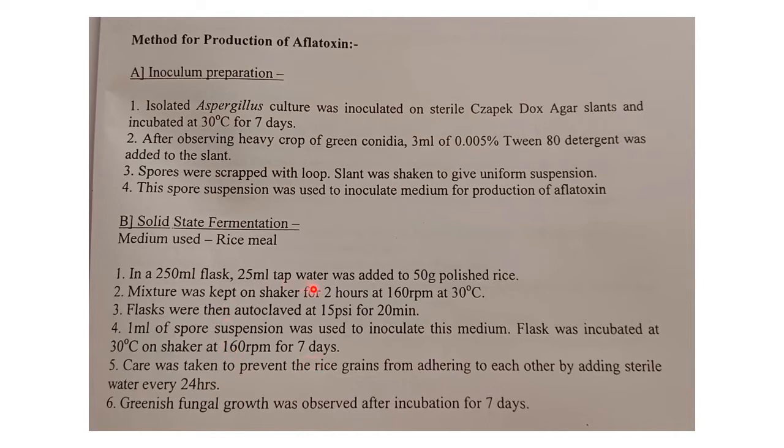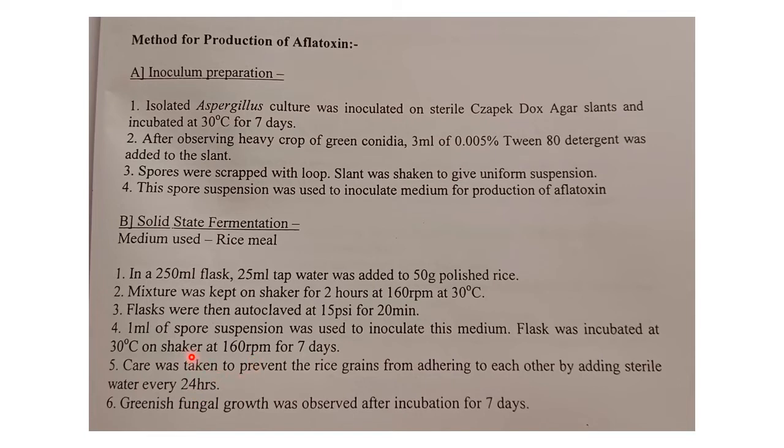So what you did was add 50 grams of polished rice with 25 ml of water in a flask. It was kept on the shaker so that your rice soaks some water, and you autoclave it. Now your rice meal is ready. Then you inoculate your spore suspension and again incubate for 7 days, so that your fungi will grow properly. There will be heavy growth of your fungi, and it will produce aflatoxin. Care was taken to prevent the rice grains from adhering to each other by adding sterile water every 24 hours.